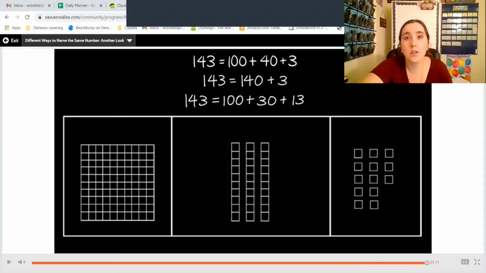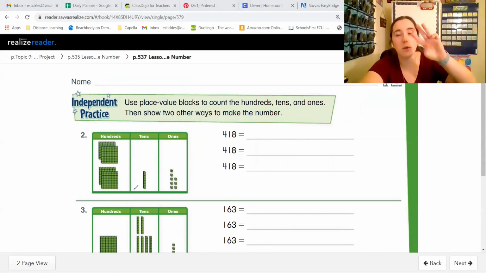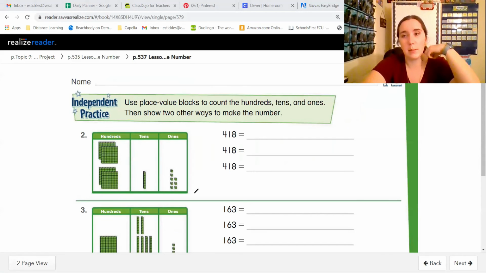Okay, let's jump in our workbooks and do some more practice. Let's go ahead and turn the page. Let's do number 2 together. So we're going to do the same thing. We're going to take this number that's being shown with our place value blocks and we're going to write it in 3 different ways. So the first way, I like to start off by showing all 3 numbers.